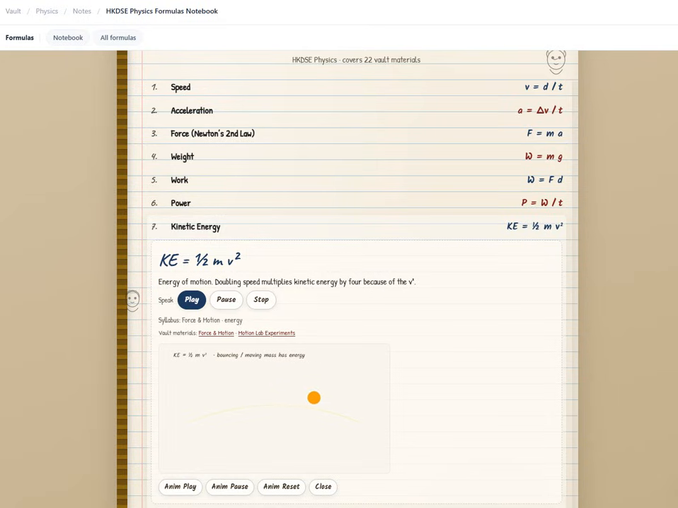Kinetic energy, KE equals 1/2 mv squared. Energy of motion. Doubling speed multiplies kinetic energy by 4 because of the v squared. A moving mass carries kinetic energy.